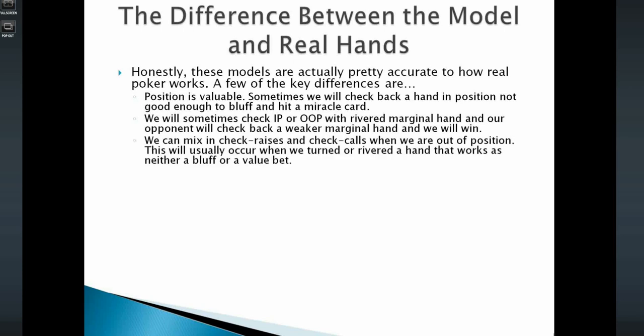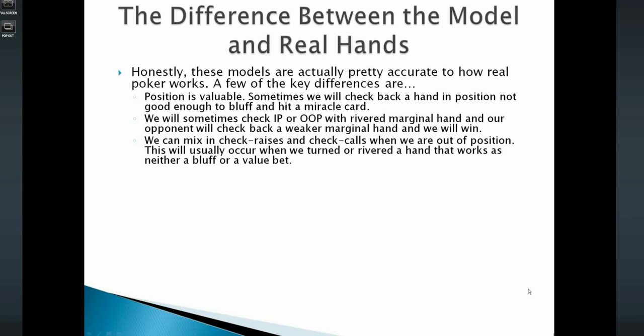We can mix in check raises and check calls when we are out of position. This will usually occur when we turned or rivered a hand that works neither as a bluff or a value bet. So once we start mixing in check raises and check calls, as well as the other differences I already mentioned, we're now getting to the point where we hardly even have a model anymore. We more or less have real poker and how real poker plays.